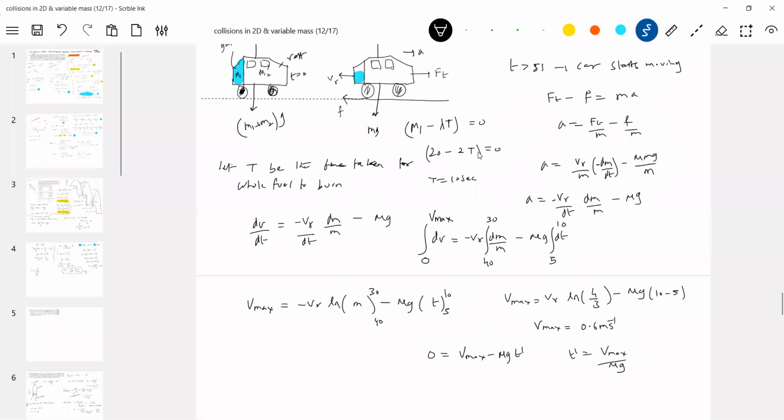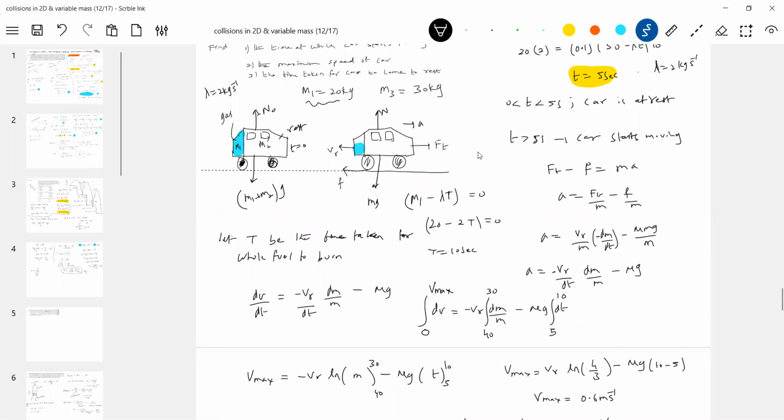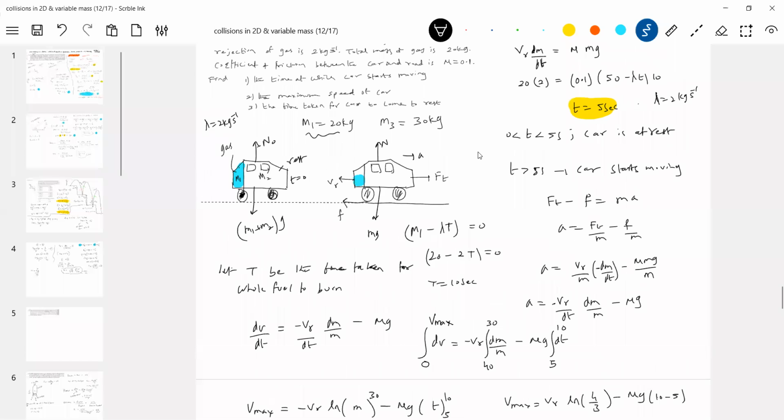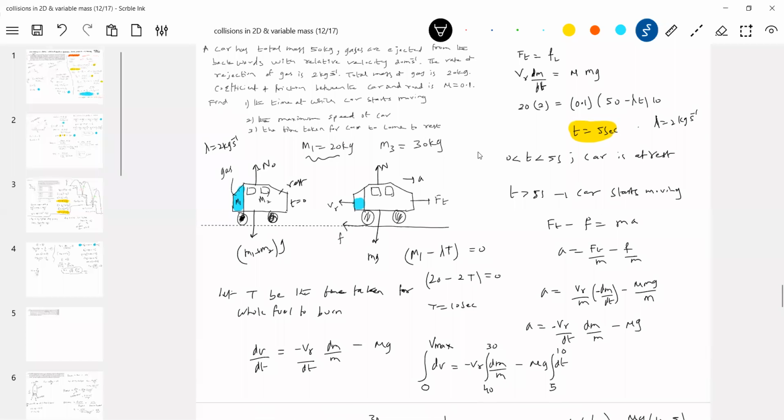Overall situation: you have to read that immediately it will not move. Only when the thrust force is able to overcome the friction, it will start moving. This is the idea of this problem. Some questions in variable mass, you have to be careful. Application comes a little bit, you have to be alert.